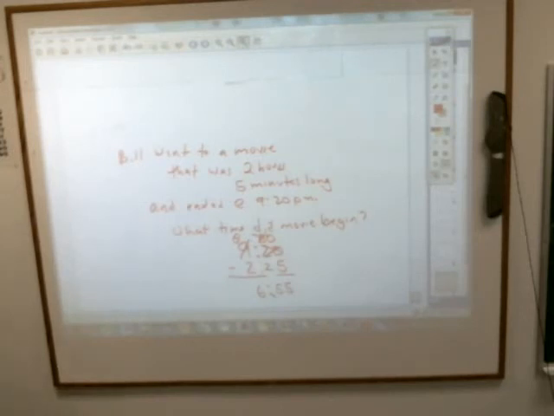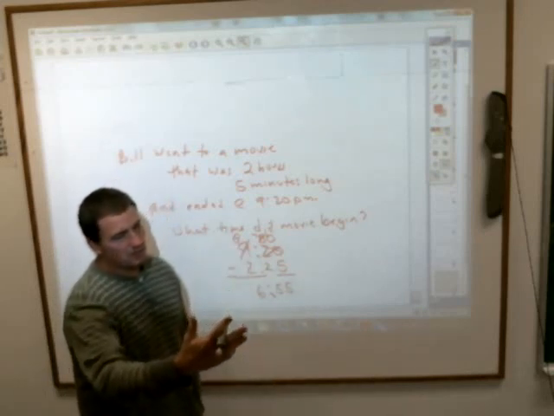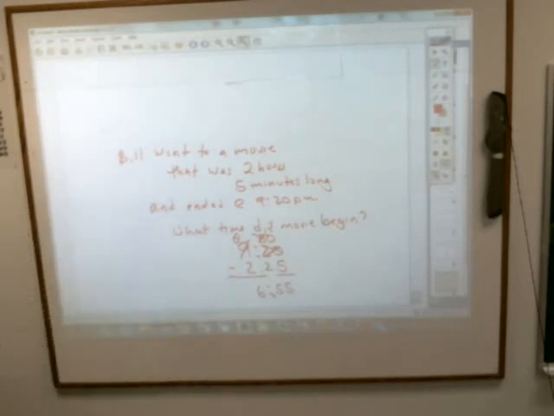Same thing when you're working with measurements. If you're measuring, do you ever do inches and feet and all that stuff? When you borrow from feet and go to inches, you can't just put 10 up there because there's not 10 inches in a foot. I don't know if that really makes sense.